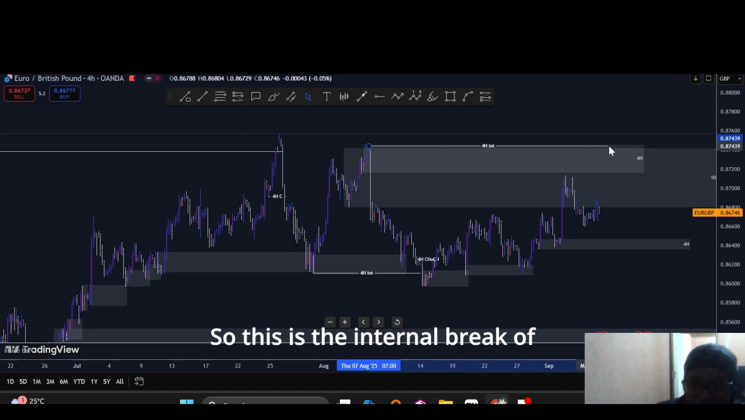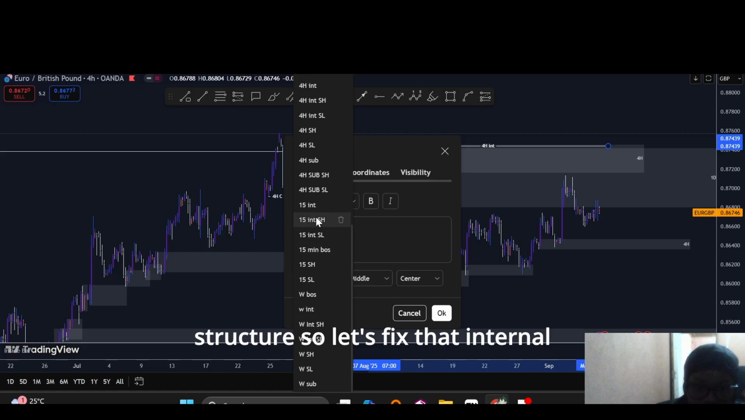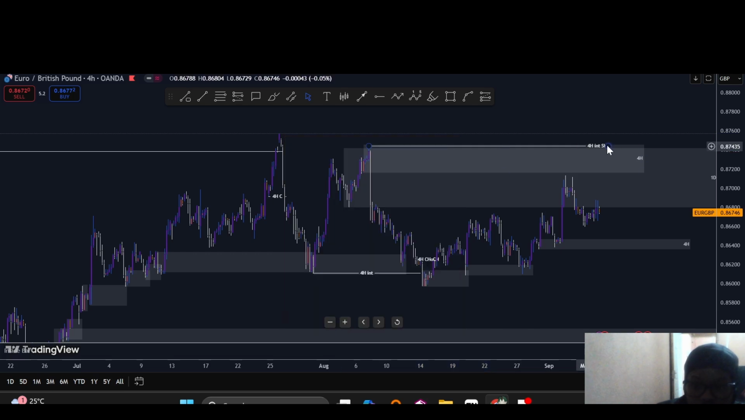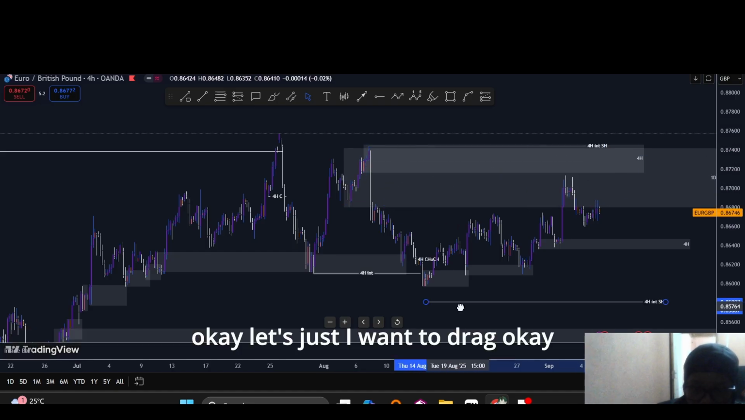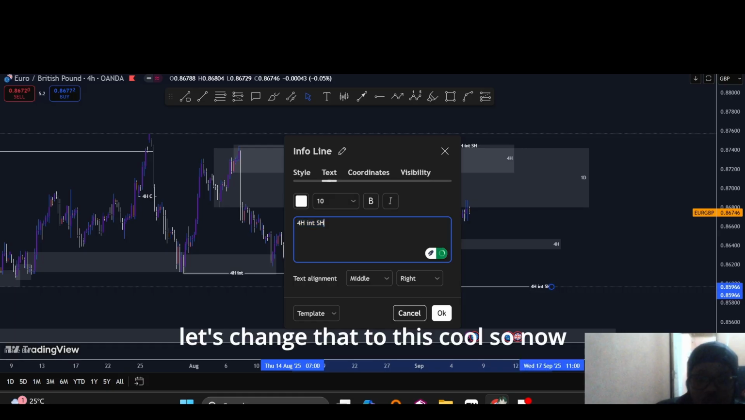So this is the internal break of structure, so let's fix that. Internal swing high, and then this is, okay. Let's drag. Let's change that to this.